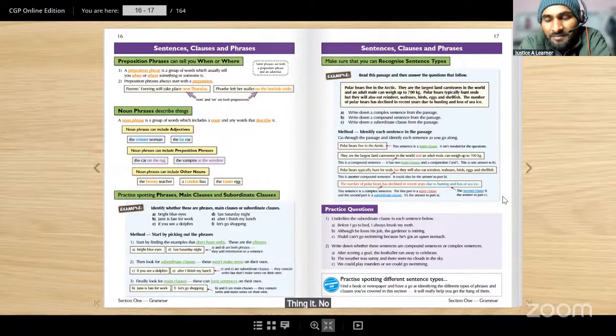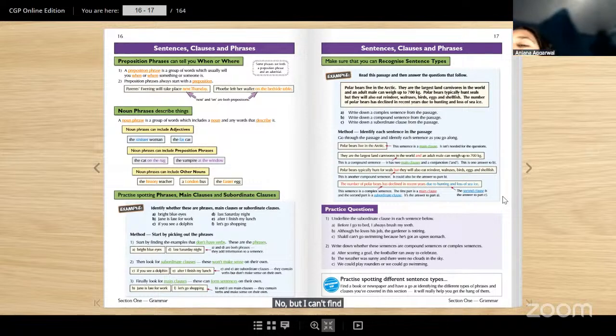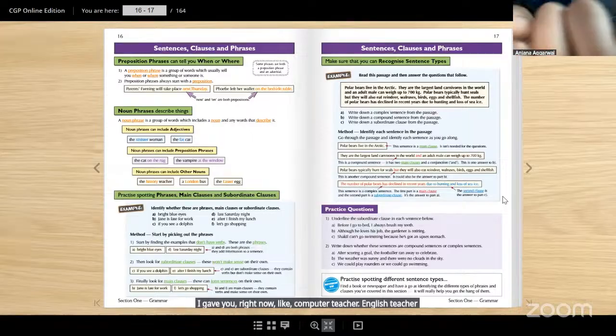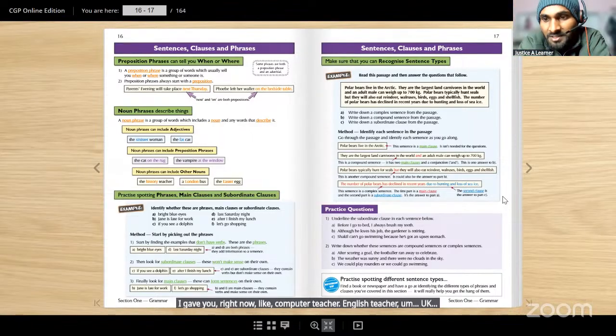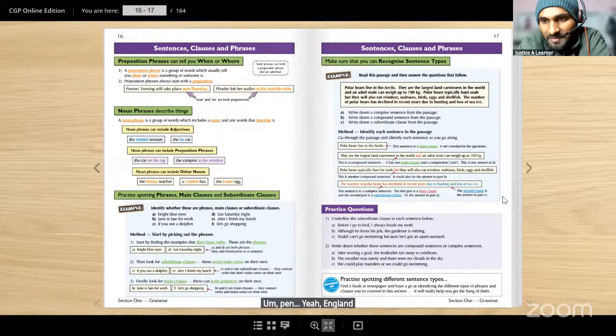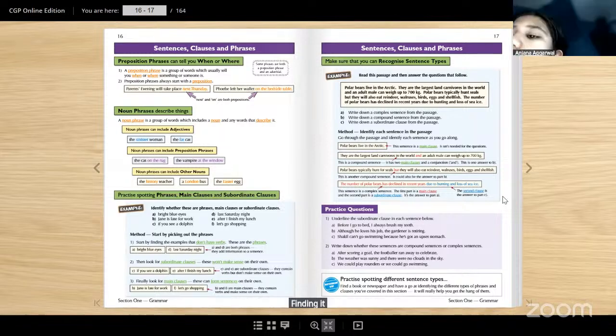No, I'm asking you, is fluffy a noun? No, but I can't find the phrase with two nouns, so I just gave up. I gave you right now, like computer teacher, English teacher. But that's just taking what they said. UK citizen, England president, correct. Yellow sweater, yellow pen, blue pen. I don't know. This is just about observation. When you are observing, you will be finding it.